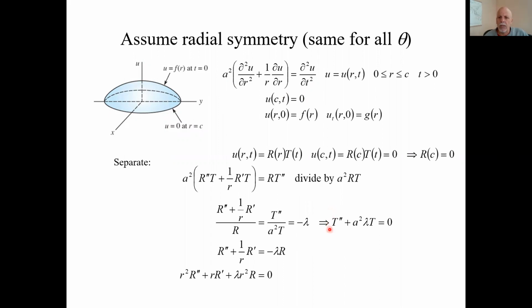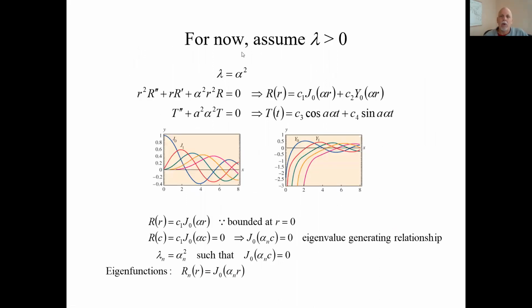When we broke it down, we got these two ordinary differential equations, one in T for time and one in R. Now, back when we first did it, we said, let's only look at the positive lambda cases.